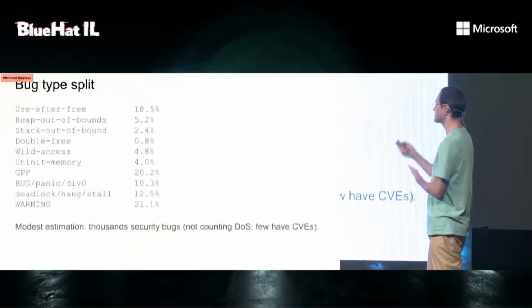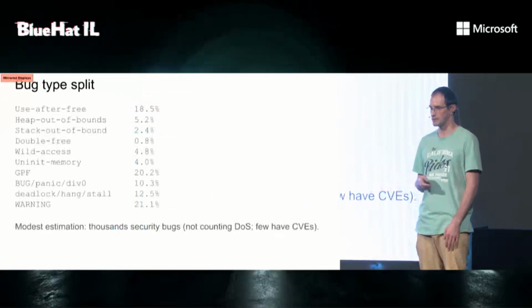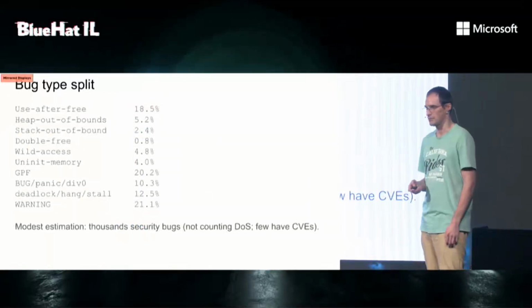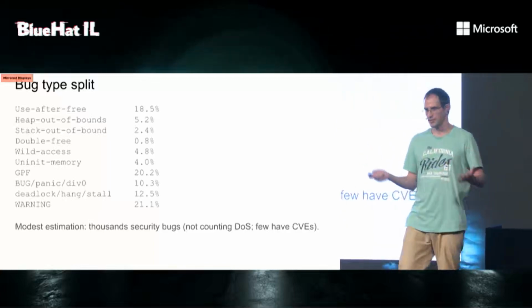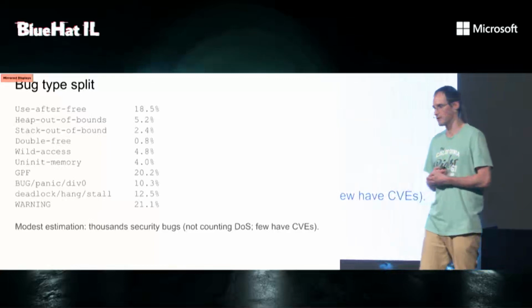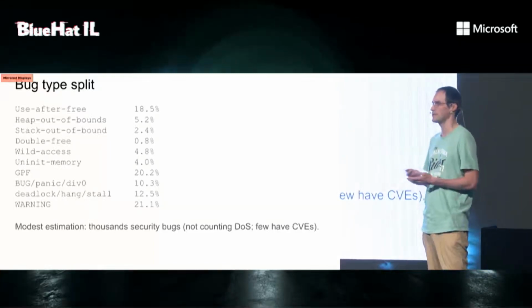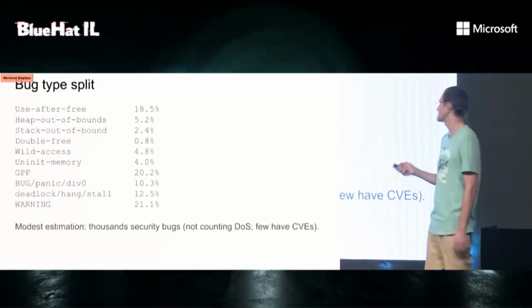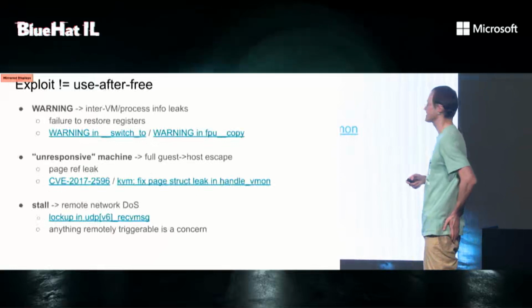So you may wonder what types of bugs we're finding. We're finding all types of bugs, not necessarily use-after-free or out-of-bounds. We enable lots of debugging tools, and we find some mix of them. I think we found at least several thousand security bugs, but very few of them were actually assessed and have CVEs. But for the kernel, we noticed some interesting bugs.